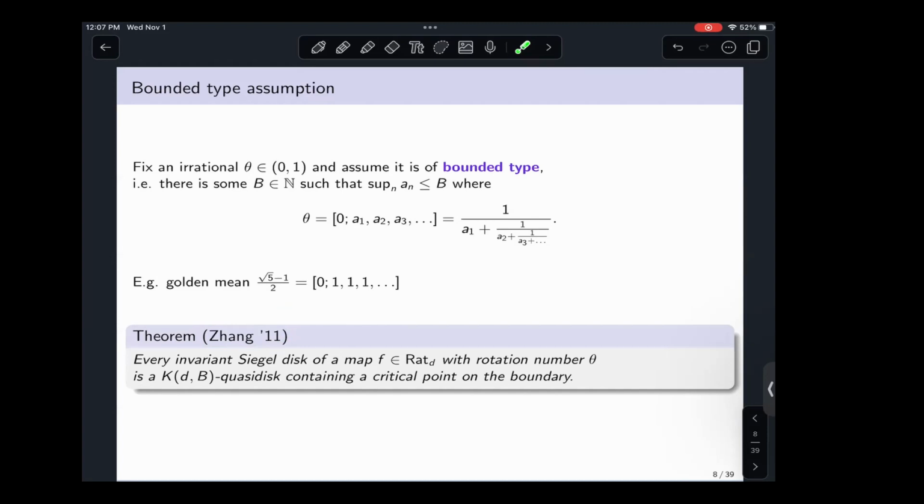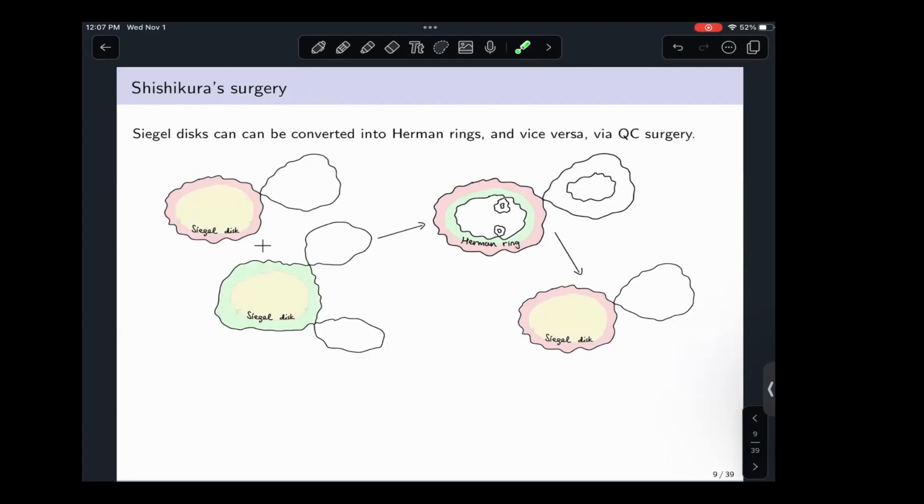And what I want to move on to is the Herman rings as well. So there's a general procedure in fabricating Herman rings, and this is called a Shishikura surgery. So what you can do is you can start with Siegel disks, and there's a way to convert Siegel disks into Herman rings. And actually, there's also the converse, which is to convert Herman rings into Siegel disks. And all of this is done via quasiconformal surgery.